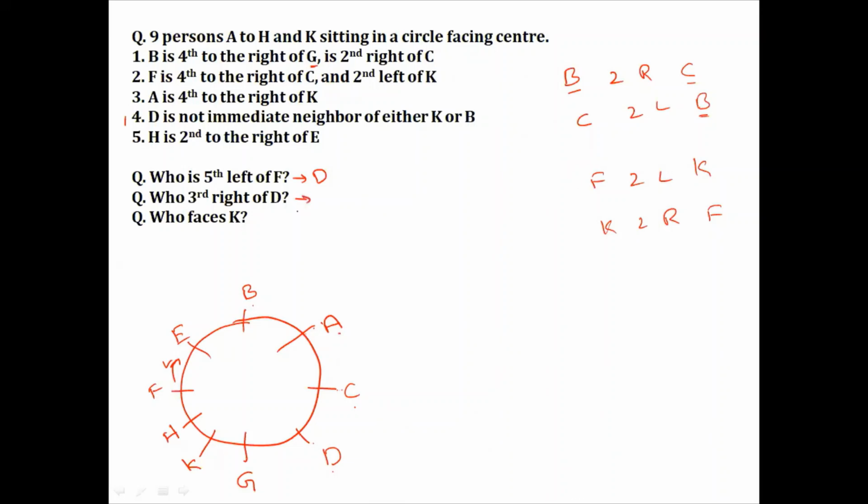Next, who is third to the right of D? This is the right side of D. First right is C, second right is A, third right is B.